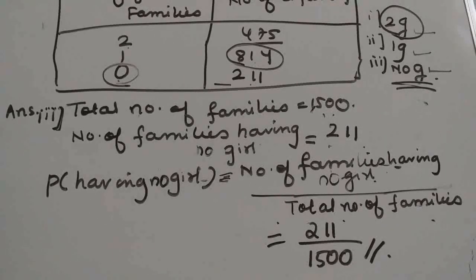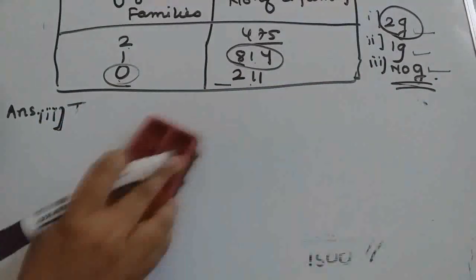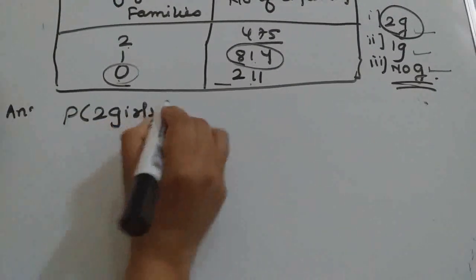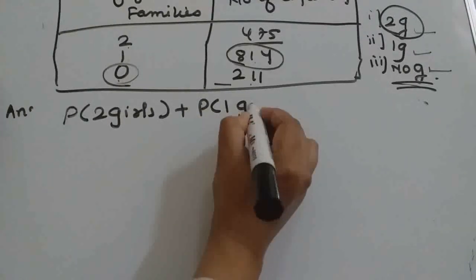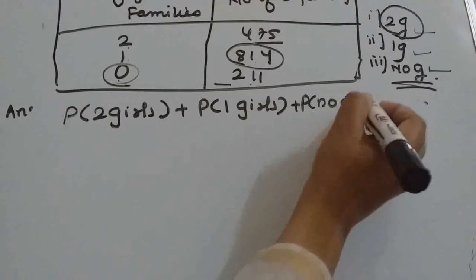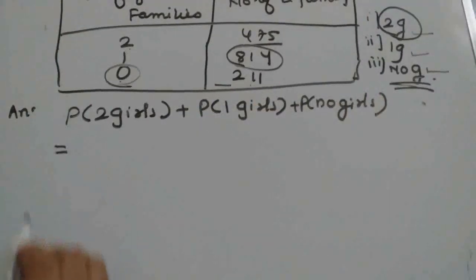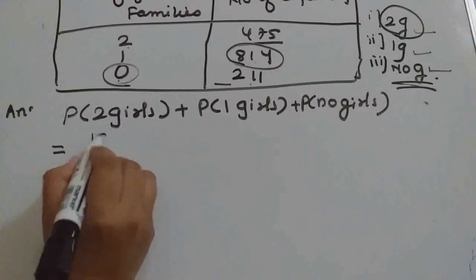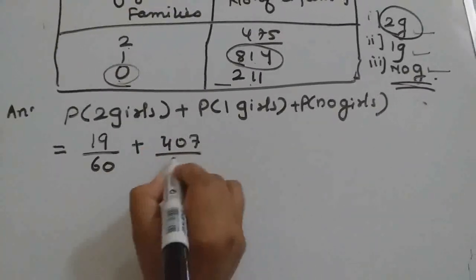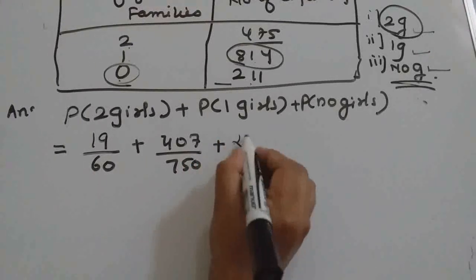Now the second part of the question is also to check whether the sum of these probabilities is 1 or not. So what will we do for the second part? We will check the probability of 2 girls plus probability of 1 girl plus probability of no girl. These all probabilities we should add and check whether we are getting 1 or not. So for this we got 19 by 60. For this we got 407 by 750, and for this we got the same.